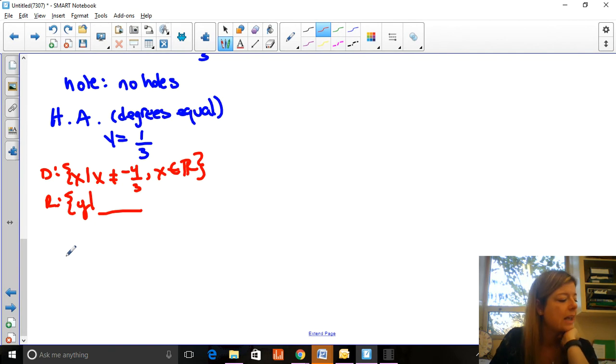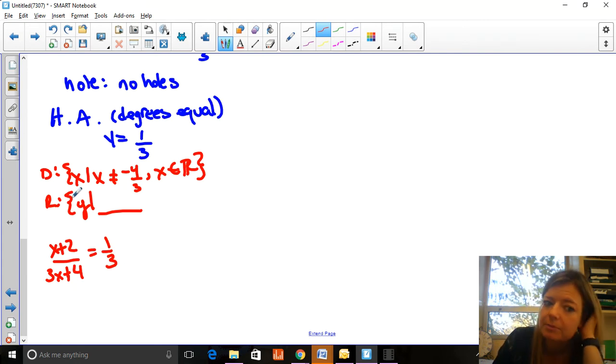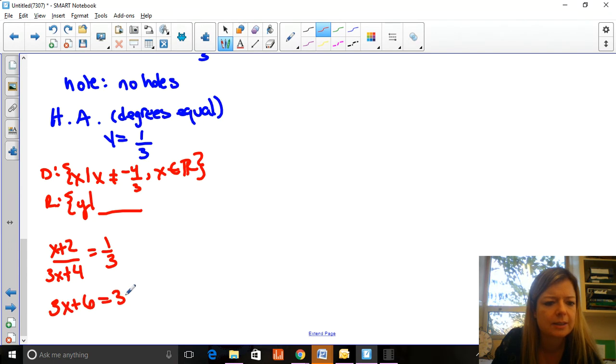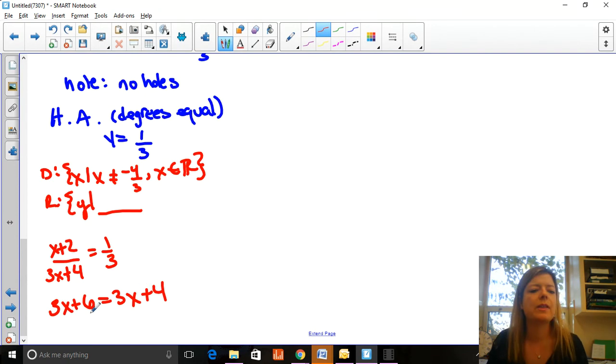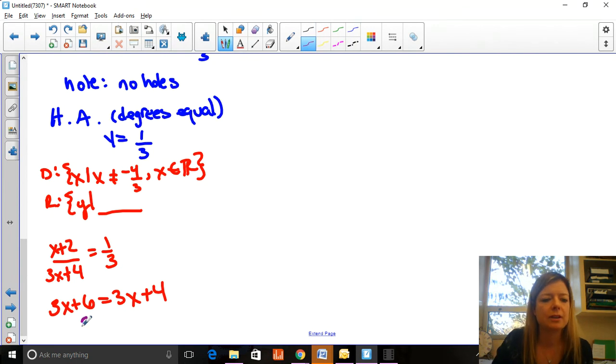So I actually have to check, can (x + 2)/(3x + 4) equal 1/3? So for horizontal asymptotes, I have to check if there is a point of intersection. So I can do cross multiplication. So I would get 3x + 6 equals 3x + 4. So already you can see there's no solutions to this. There's no way that you can have 3x + 6 being the same as 3x + 4, right? If you were to rearrange, you would get 0x equals -2, and that's impossible.